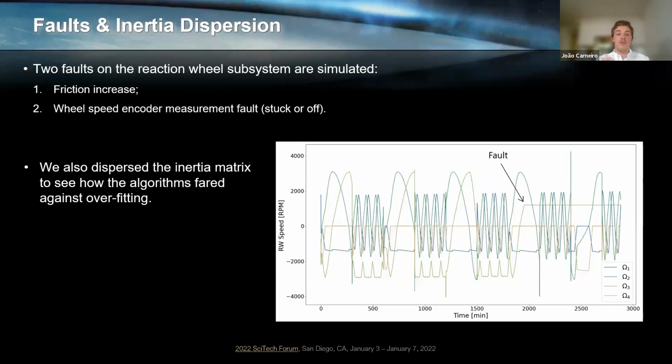Two types of faults were simulated, both regarding the reaction wheel subsystem. The first is a reaction wheel friction increase of 5 to 20-fold, and the second is an error on the reaction wheel speed measurement, which now outputs a constant value instead of the true reaction wheel speed. We also dispersed the inertia matrix values to see how the algorithms perform against overfitting. We were worried that slight changes in tracking performance would make the algorithms think that behavior was anomalous when in fact it wasn't.